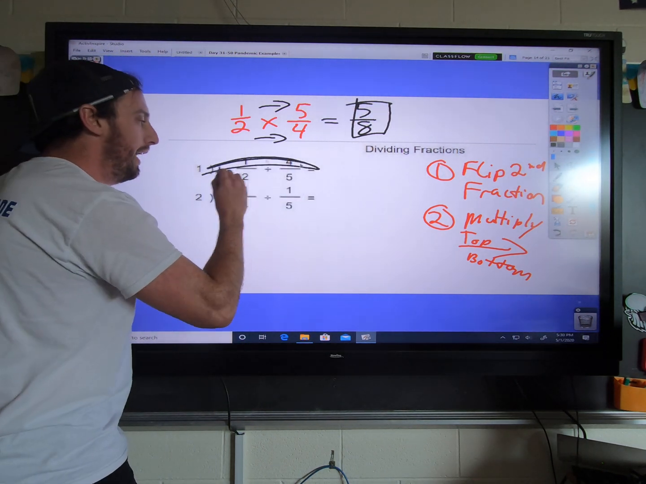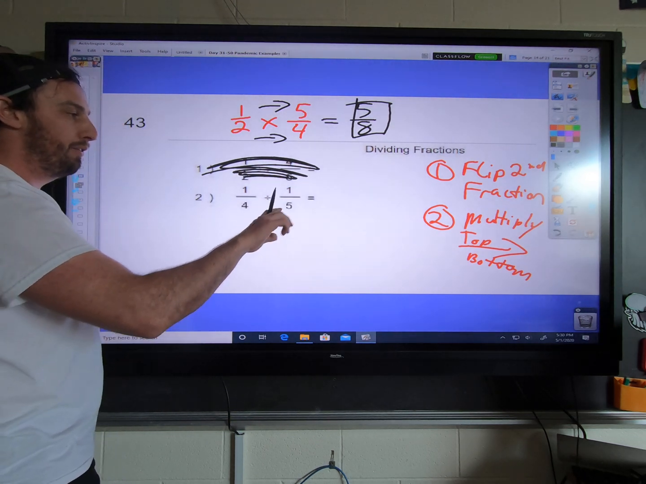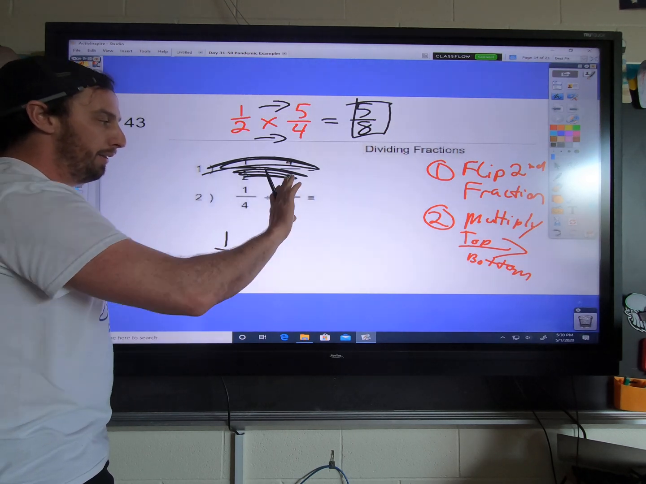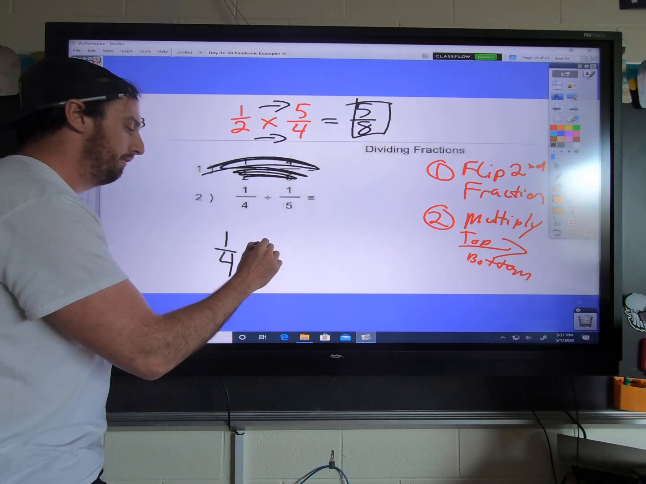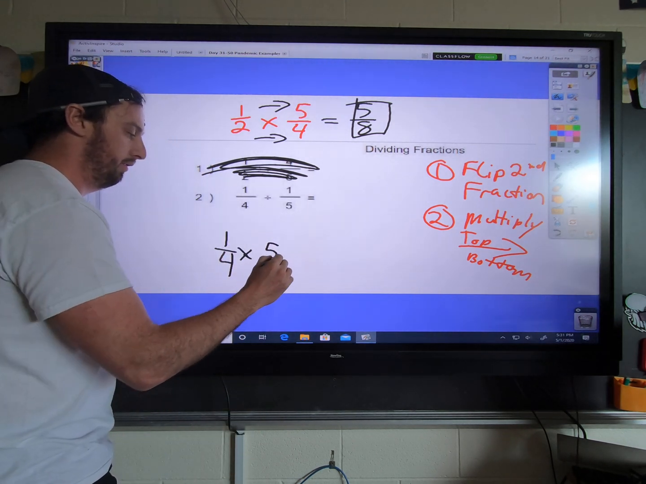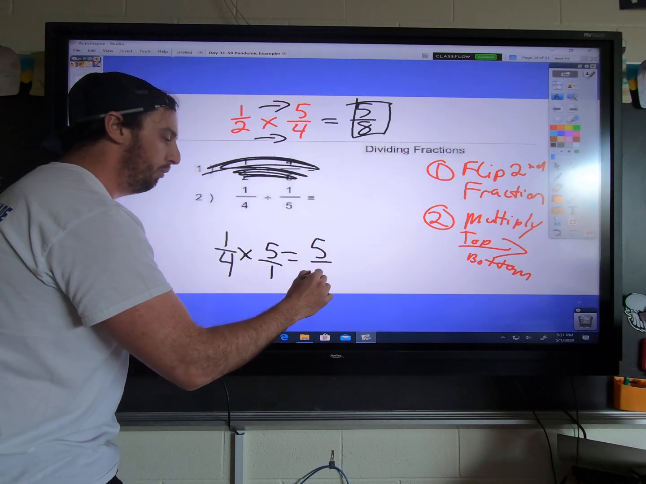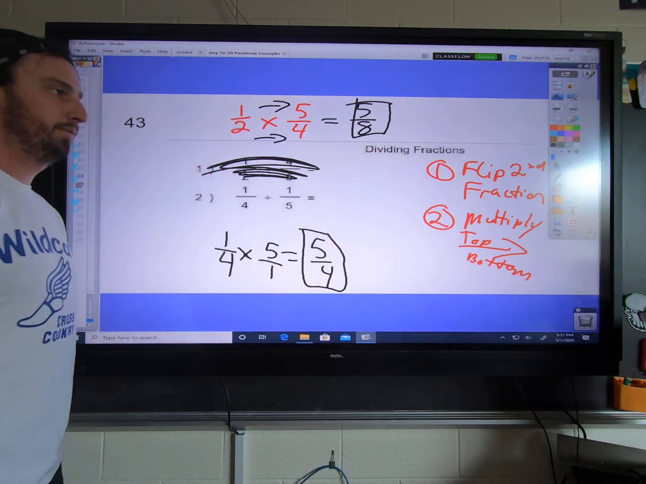This rule also applies to the second example problem. Flip the second fraction is my first step, so I'm just rewriting it, 1 over 4. I'm going to flip the second fraction, 1 over 5 becomes 5 over 1. Multiply straight across. 1 times 5 is 5. 4 times 1 is 4. That is your answer.